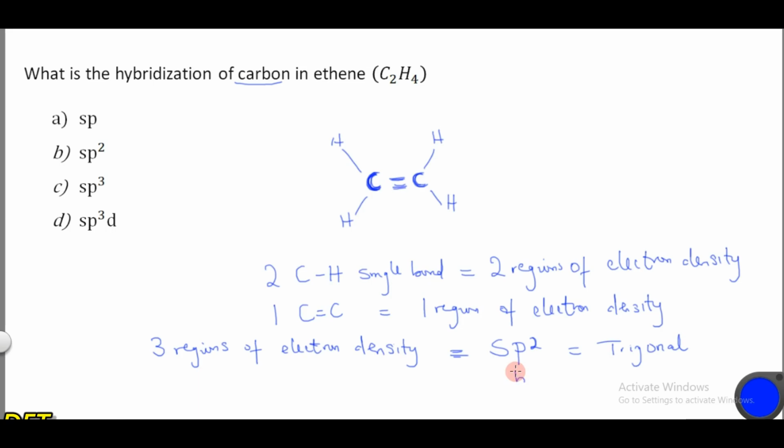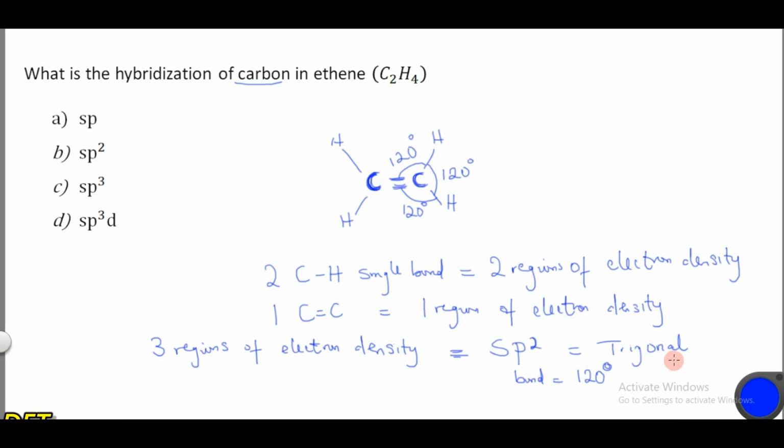And the bond angle will be what? 120 degrees, right? The bond angle here is 120 degrees. So however you want to take it, the bond angle is 120 degrees.